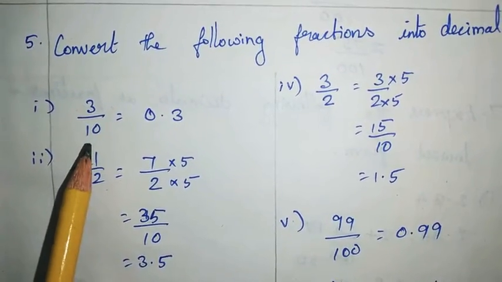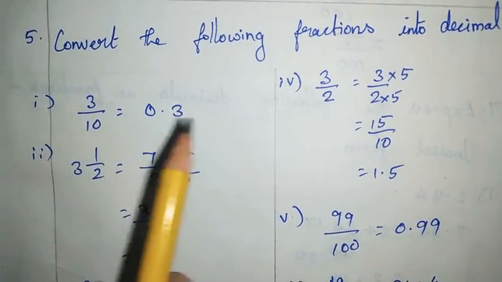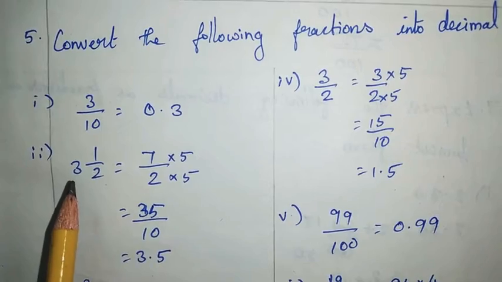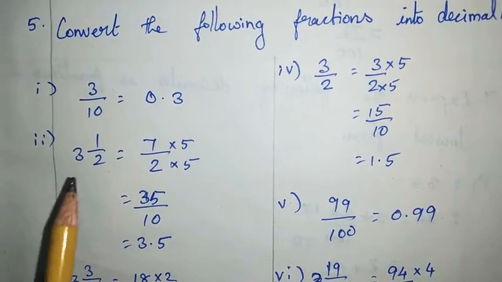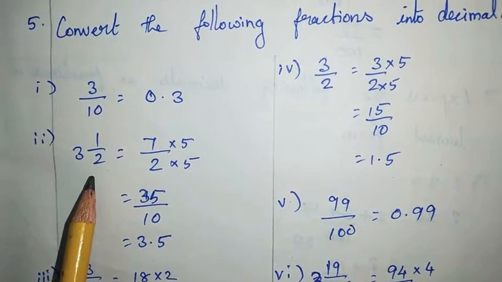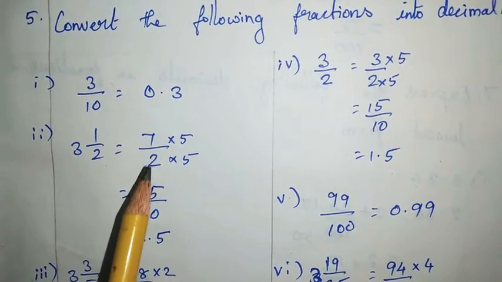Here the denominator is 10. So we can write it as 0.3. Second sum is given as 3 1 by 2. It is in the form of a mixed fraction. First you have to convert this mixed fraction into an improper fraction. We get 7 by 2.